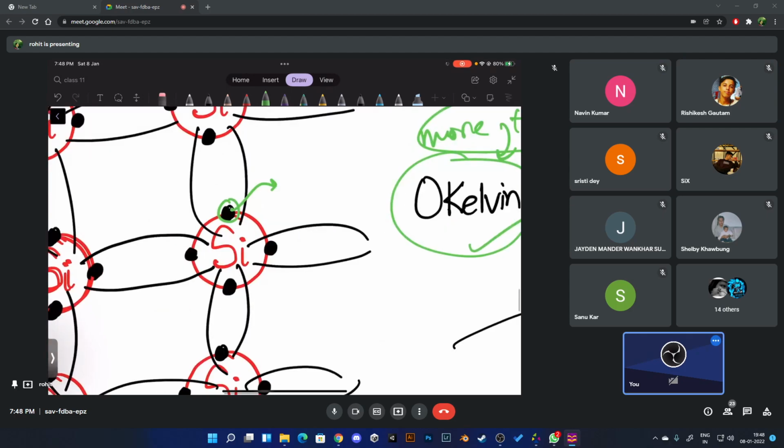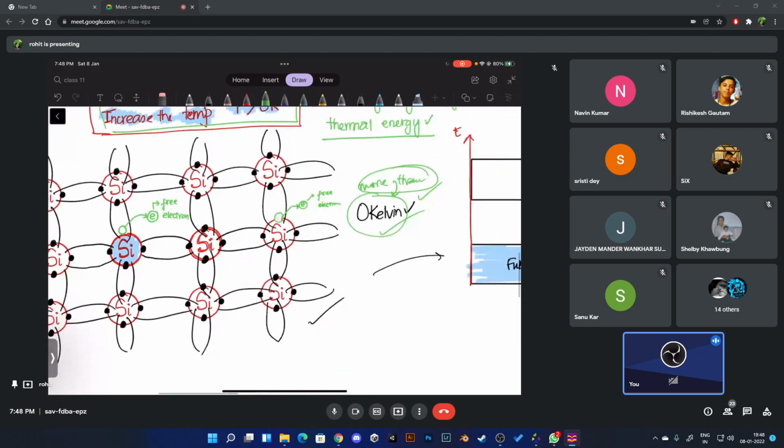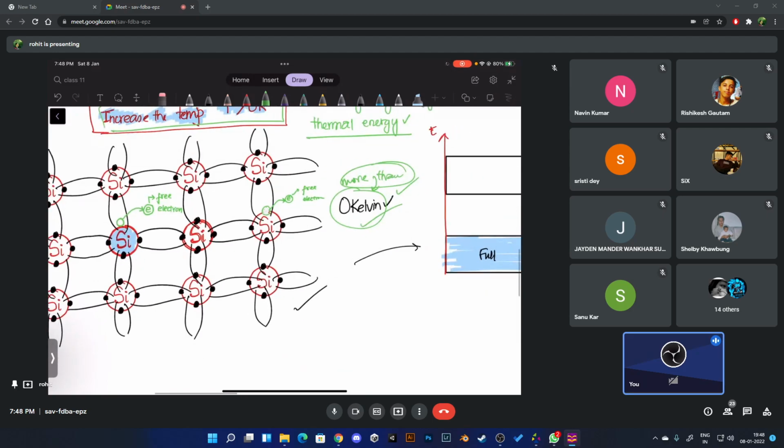Look at this one also. This electron is gone from here, so there's a gap there. I have to talk about this gap also. This electron is gone from there and appeared here, so this is also called a free electron. Now we also have free electrons when the temperature is greater than 0.